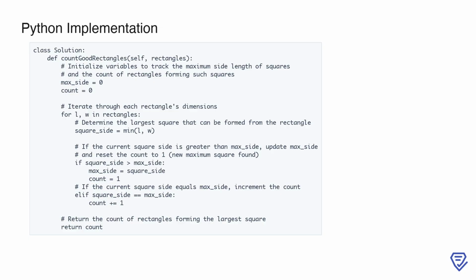If the square side length equals the current max_side, the code simply increments count, as another rectangle can form the same largest square. Finally, the function returns count, which represents the number of rectangles that can form the largest square side length. This implementation is efficient, with a time complexity of O(n), where n is the number of rectangles, as each rectangle is processed exactly once.